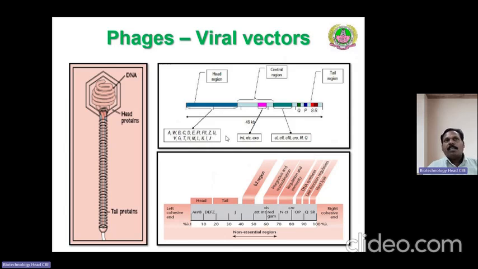So the approximate length of this phage DNA is around 49 kilobase pairs. There is a major chunk of non-essential regions that can be removed. That's about 23 kilobase pairs, 20 to 25 kilobase pairs can be removed and replaced with the foreign DNA that can aptly be used as a vector system for cloning.